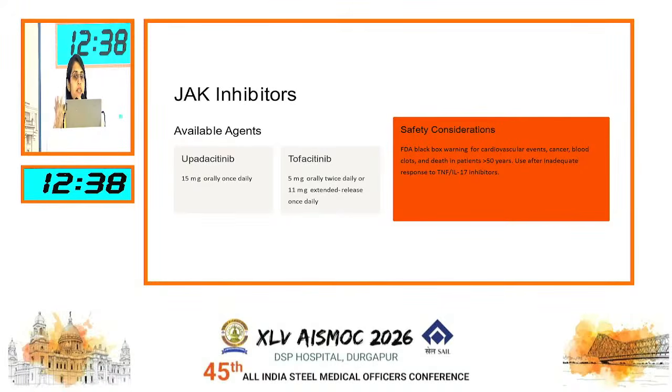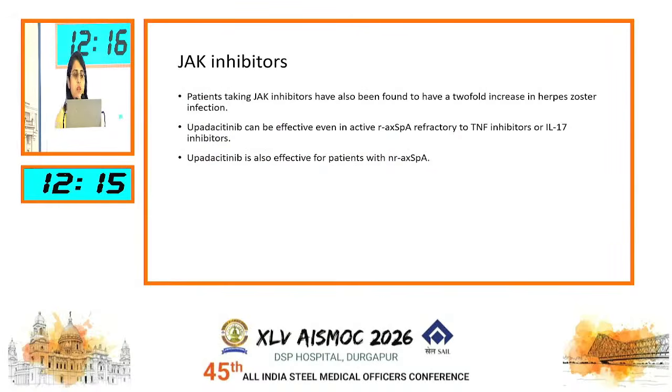So there is definitely an FDA black box warning for JAK inhibitors for cardiovascular events, cancers, blood clots and death, specifically in patients more than 50 years. So we have to be very careful when we are challenging it in those more than 50 years. In those more than 65 years, JAK inhibitors should be used only and only if nothing else can be used. And apart from this, JAK inhibitors have also been found to have an increased risk of herpes zoster. So if we can wait for at least 2-3 months before starting JAK inhibitors, prefer that we give the Shingrix vaccine and then proceed.